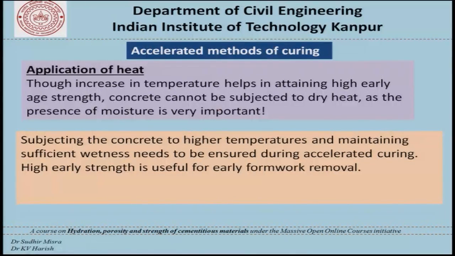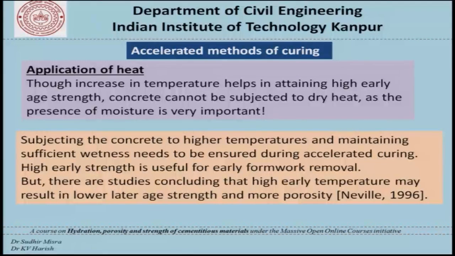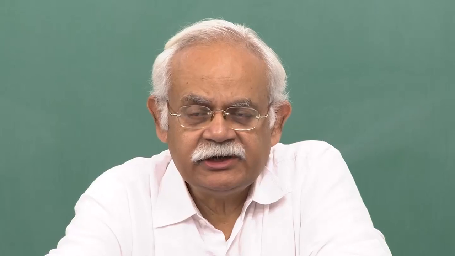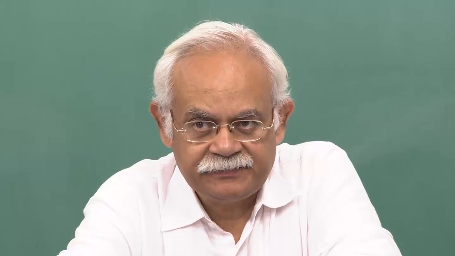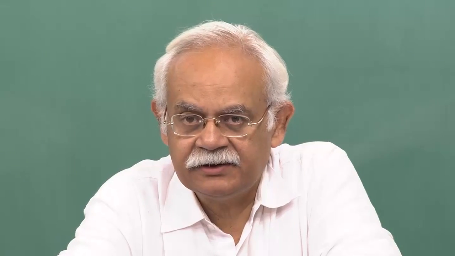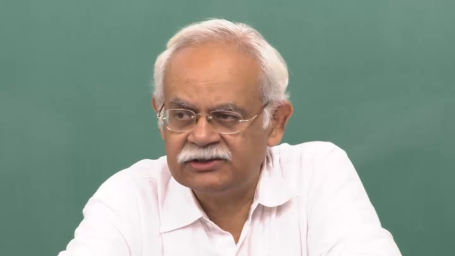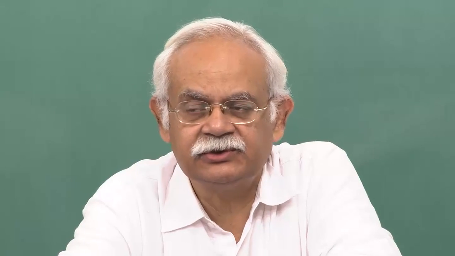High early strength is useful for early formwork removal. There are studies, however, where it has been found that high early temperature may result in lower later age strength as far as concrete is concerned, and greater porosity. So what is being said is essentially that if we try to accelerate the curing process, we can accelerate it by application of heat. Steam curing is a standard technique which is used. We will talk about that in a few slides.